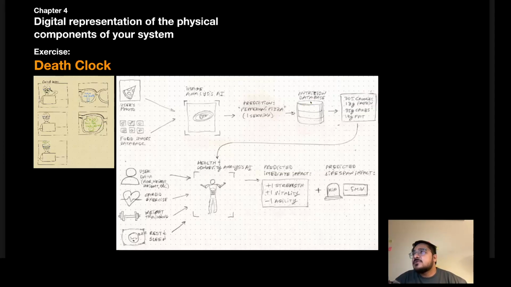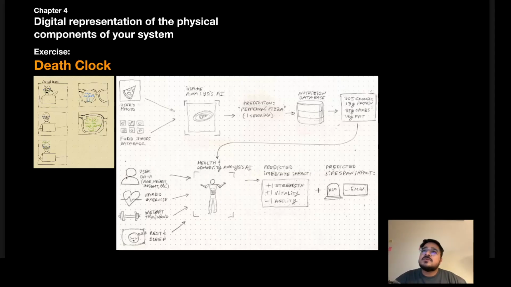So there are also nutrition databases out there, where every food item's calories and all those nutrition details are stored. So it will check there, and it will show you all the calories and the breakdown of the calories, protein, carbs, and fat, and then it will feed into one more AI, which is called the health and longevity analysis AI. This is the AI they have developed themselves. This is their USP.